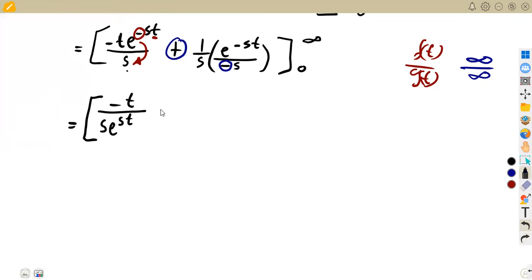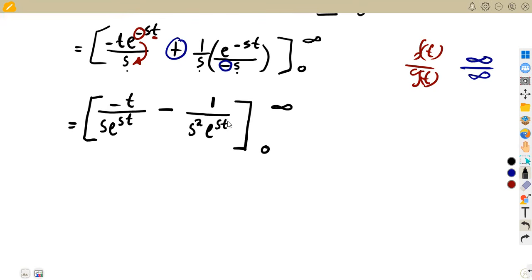But in the first place, let's deal with this negative and this positive. It gives us a negative. Then we take this one down. So it's going to be 1 over, already there's s times s here, which is going to give us s squared. If we take this e to the exponent of minus st down, it's going to be e to the exponent of positive st, I mean.